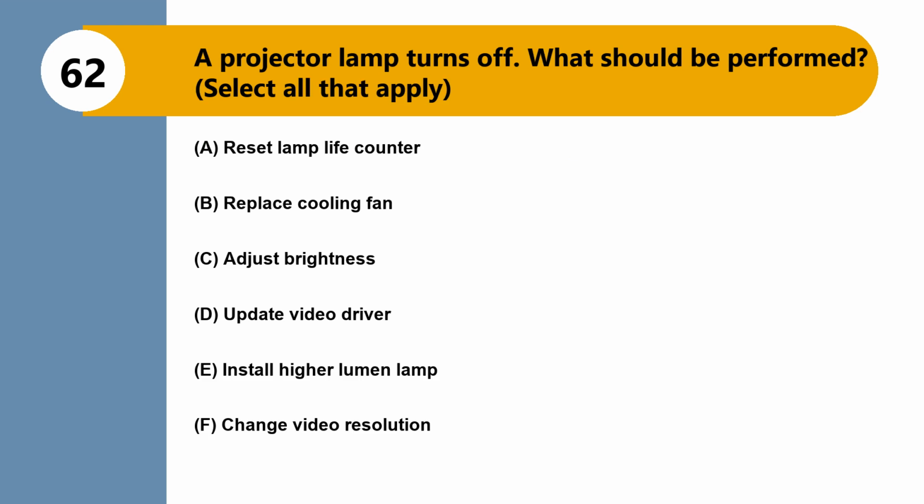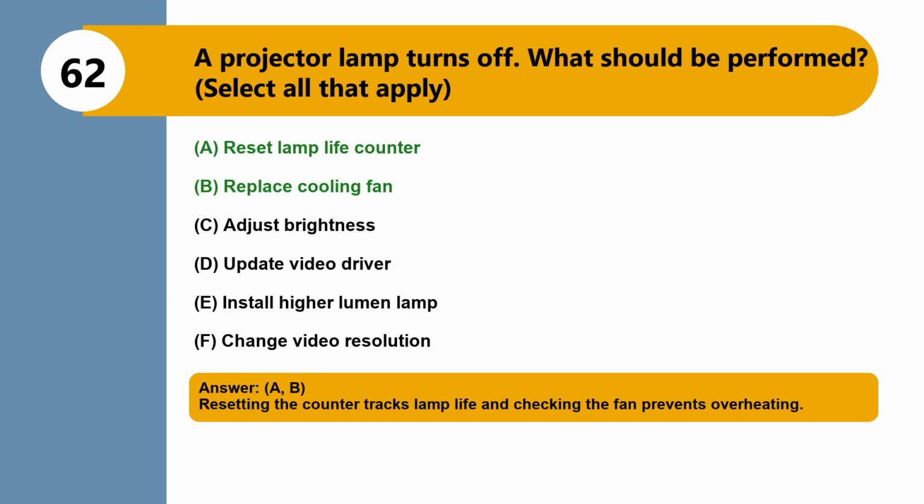Question 62. A projector lamp turns off. What should be performed? Option A, Reset lamp life counter. Option B, Replace cooling fan. Option C, Adjust brightness. Option D, Update video driver. Option E, Install higher lumen lamp. Option F, Change video resolution. The correct answers are options A and B, Reset lamp life counter, Replace cooling fan. Resetting the counter tracks lamp life and checking the fan prevents overheating.